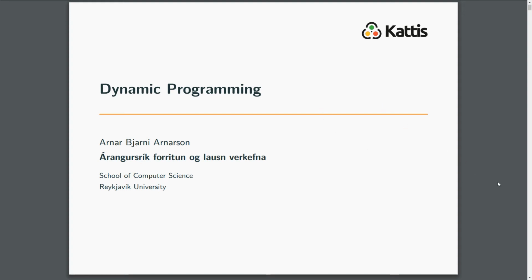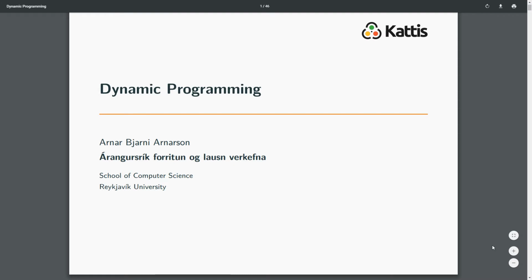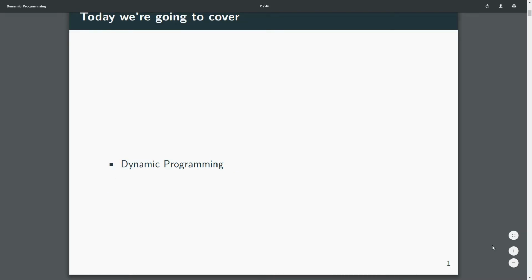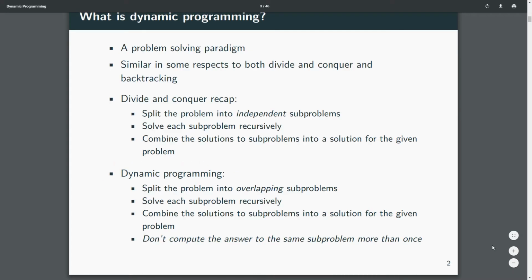So we're going to be looking at dynamic programming. And what is dynamic programming? Well, it's another one of our problem-solving paradigms. And it is similar in some ways to divide and conquer, as well as backtracking. Even sometimes when you have a backtracking solution, you can just modify it very slightly, and suddenly it's dynamic programming.